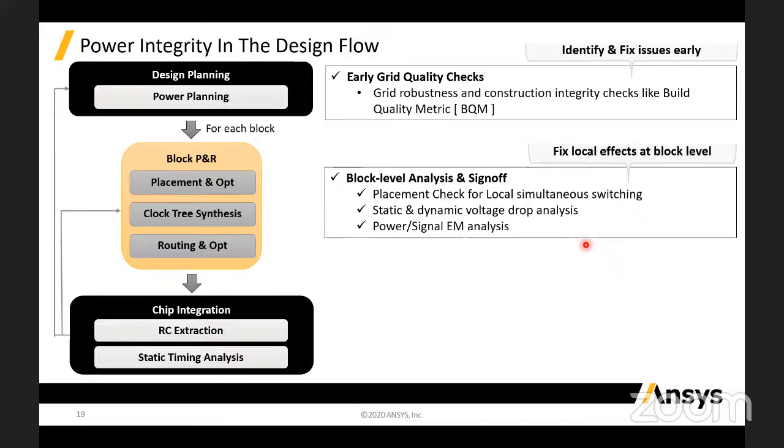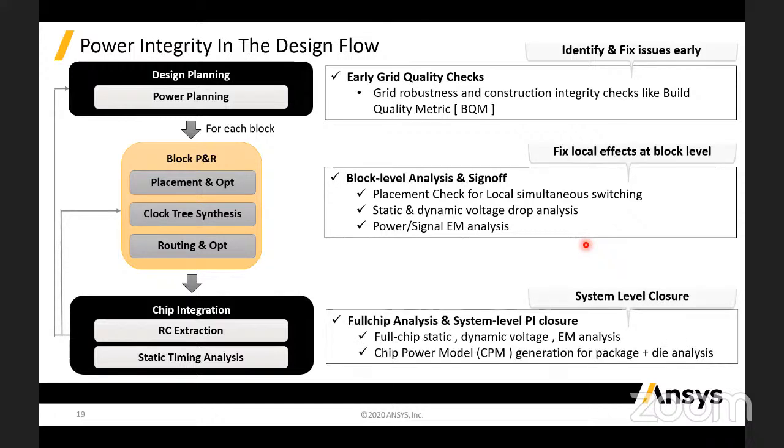Once the block level analysis is closed, all the blocks are then integrated into the full chip or the SoC, and a full chip static and dynamic voltage drop analysis and an electromigration analysis is done to ensure full chip analysis is successfully converged and closed. Once the full chip analysis is complete and the various issues are identified and fixed, a chip power model can be generated and handed off to the package or system level person to do a system level analysis combining the die model and the package layout.